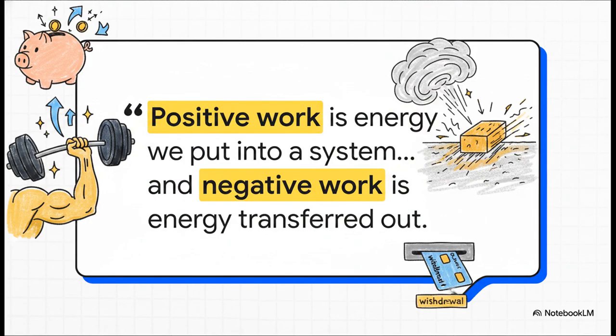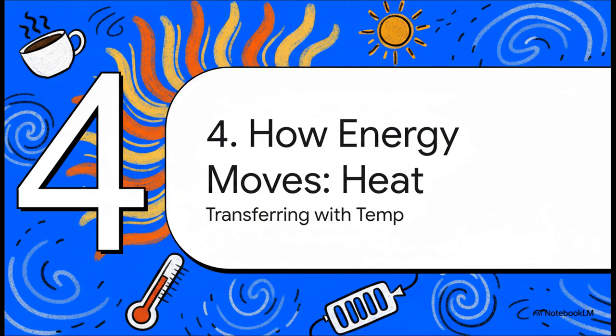You know, a great way to think about this is like an energy bank account. When you do positive work on something, say lifting a dumbbell, you are depositing energy into that dumbbell. But when a force like friction slows a sliding puck down, it's doing negative work. It's withdrawing energy from the puck's account. So besides all this pushing and pulling, there's another huge way that energy moves around, one that you feel every single day, and that's heat.